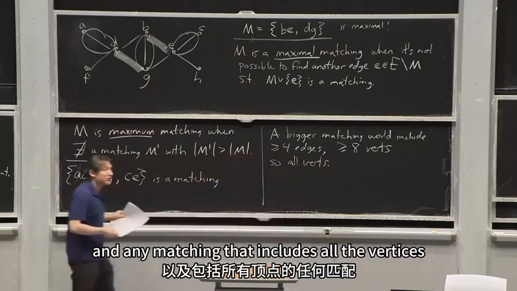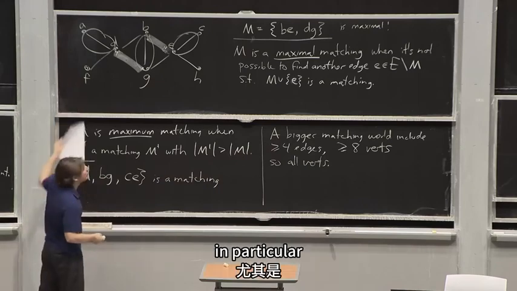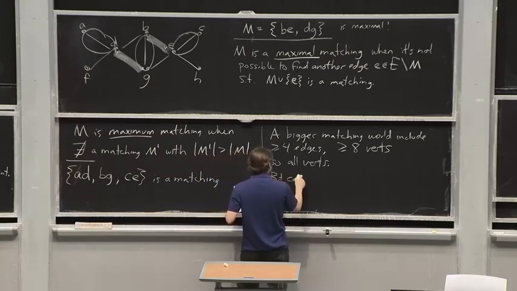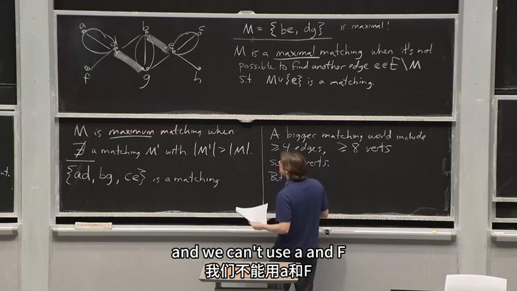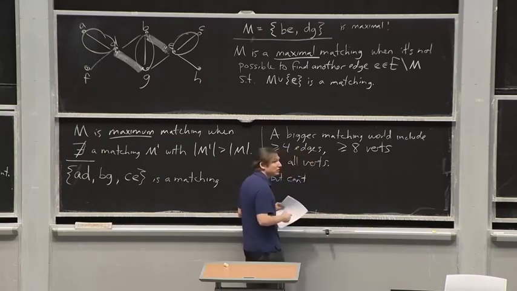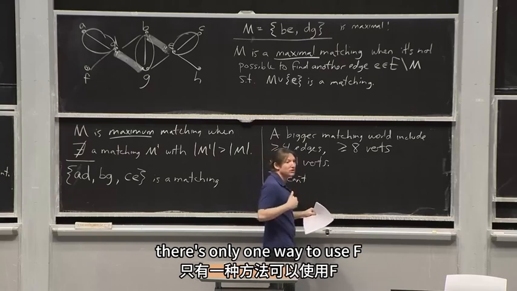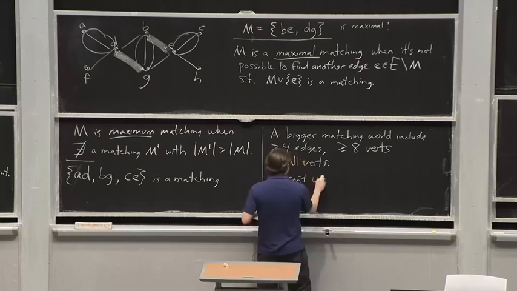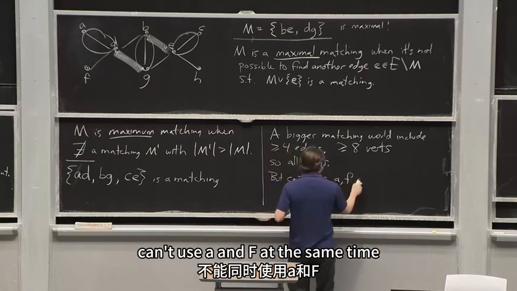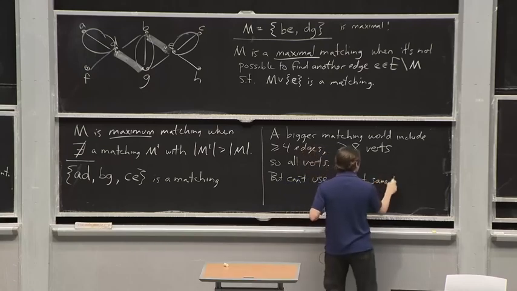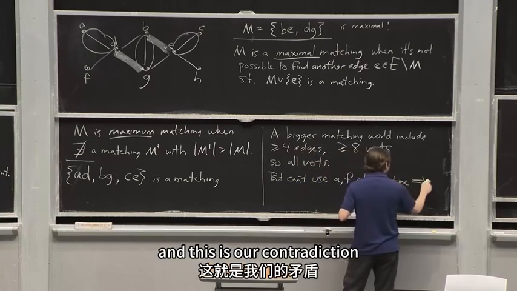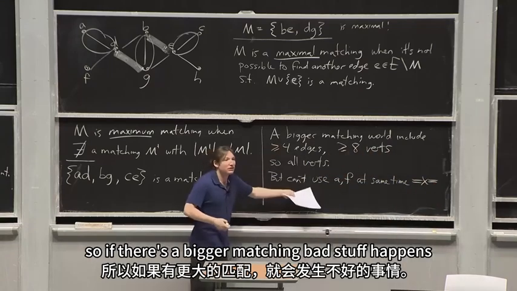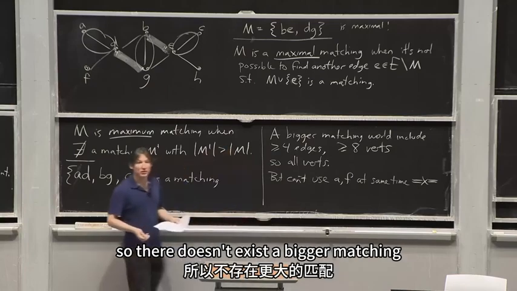All right, and any matching that includes all the vertices, in particular, includes A and F. And we can't use A and F because they would both have edges to D. There's only one way to use A, there's only one way to use F, and they both use vertex D in the middle, and we can't do that. Can't use A and F at the same time. And this is our contradiction. So if there's a bigger matching, bad stuff happens, so there doesn't exist a bigger matching.